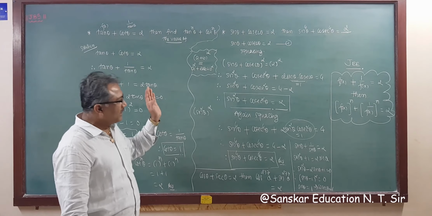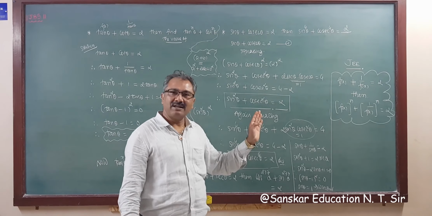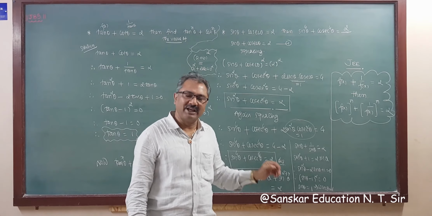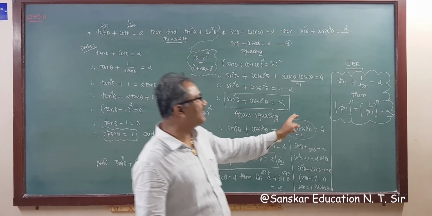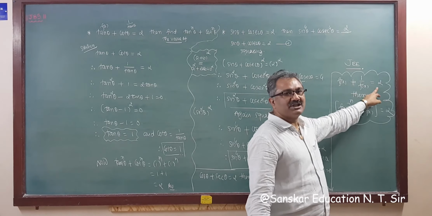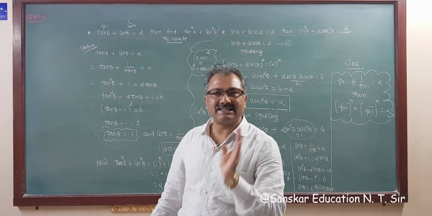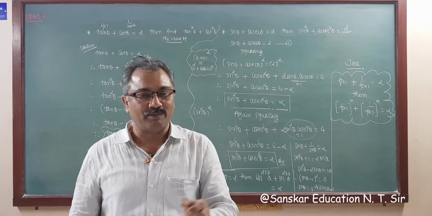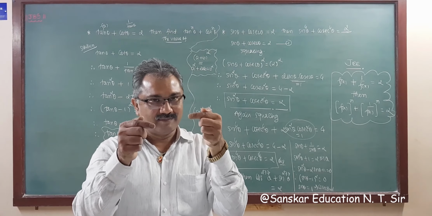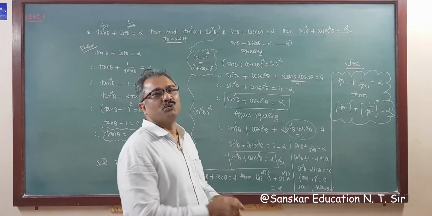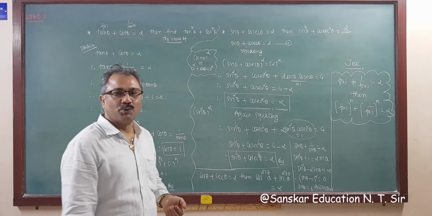So remember this thing: if the sum of a function and its reciprocal is given as 2, then any power of the function plus the same power of the reciprocal, both powers being the same, the answer will always be 2, right?